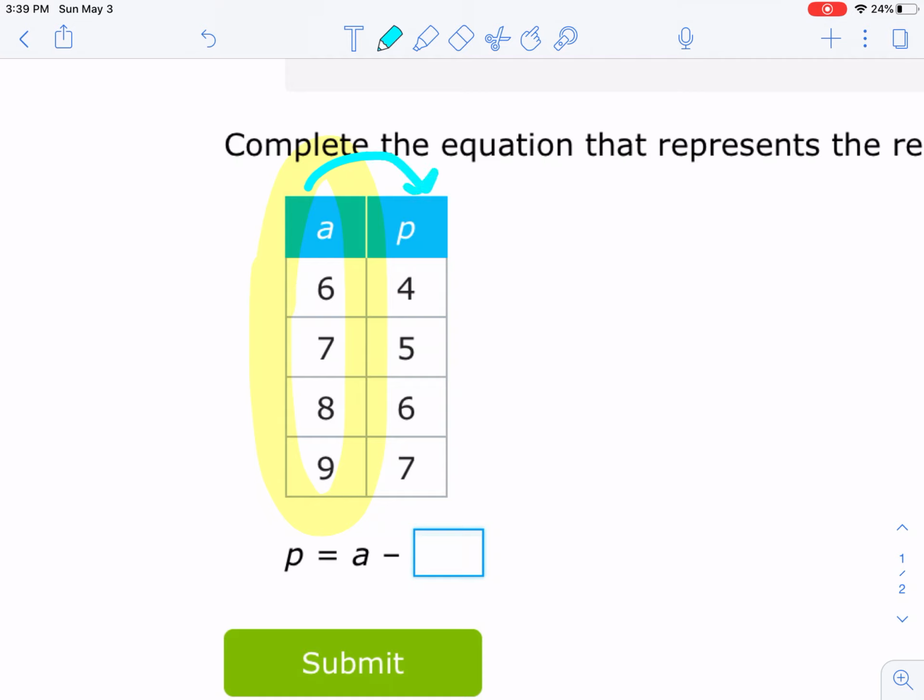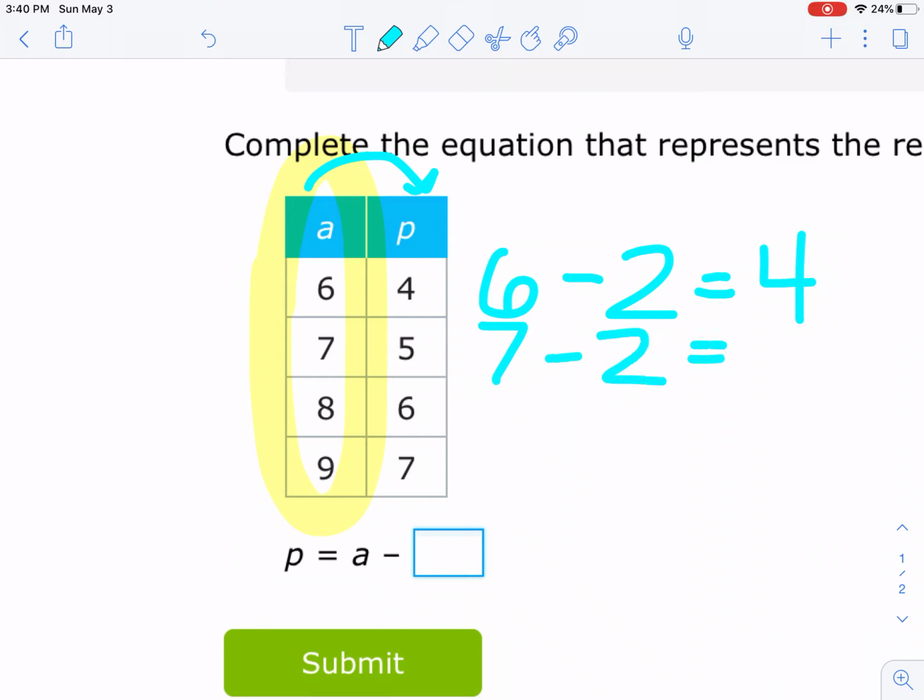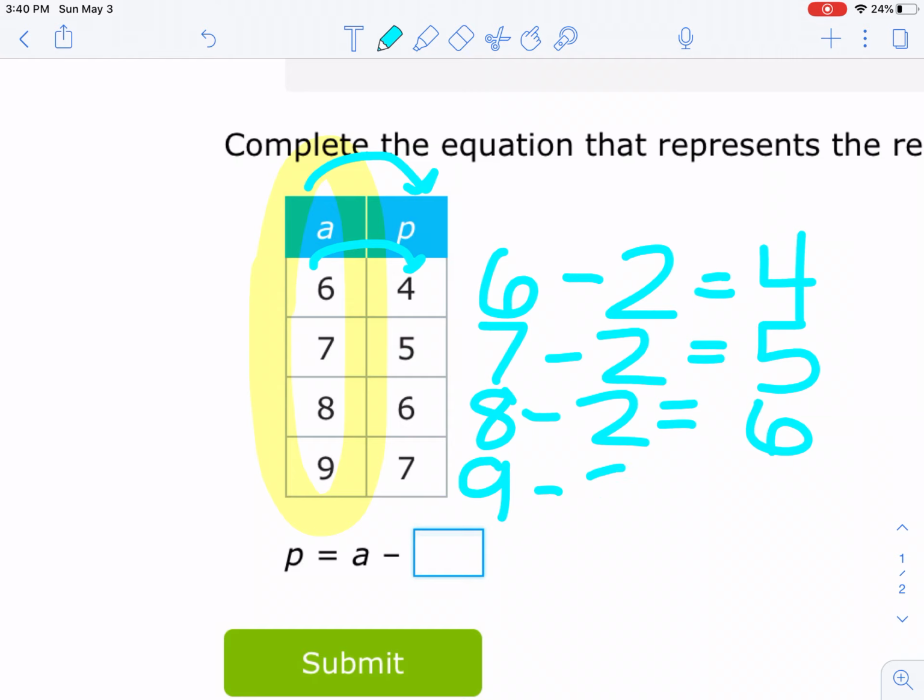So I'm thinking about, it's not multiplication. 6 times no number is 4. And it's got to be the same pattern through that compares the relationship between A and P. So I know it's not multiplication. I know it's not division. Well, I know from the word problem, 2 fewer means to subtract. So I'm going to take 6, and I know minus 2 equals 4. So that works. Is 7 minus 2, 5? That works. So I'm looking at how do I get from this to this? I know 8 minus 2 is 6, and I know 9 minus 2 is 7.